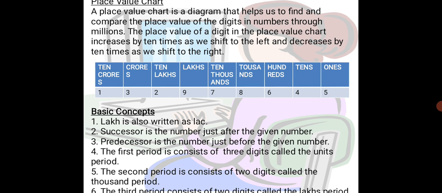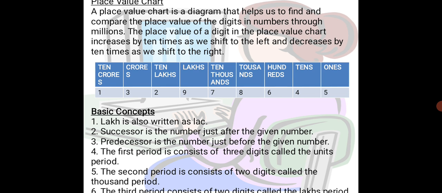This is the place value chart, which starts from ones, then tens, then hundreds, then thousands, then 10,000, then lakhs, 10 lakhs, crores, and 10 crores. Whatever the number, we will place the digits left to right in the place value chart. Now, come to the basic concepts. In the Indian number system or Hindu Arabic number system, lakh is also written as lakh.